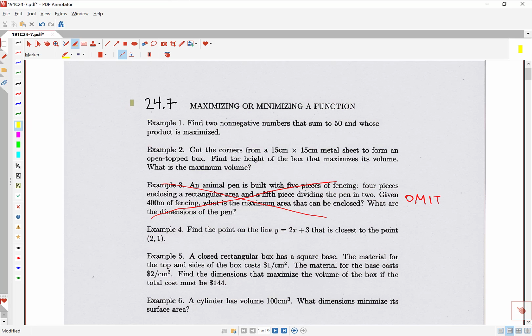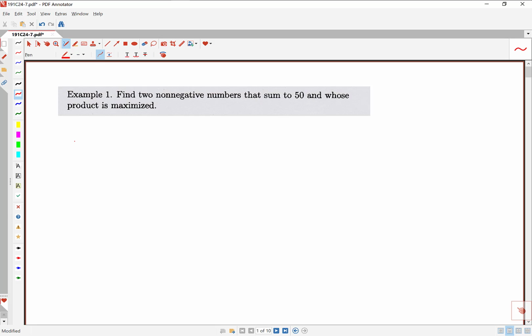In this video, we're going to talk about maximizing or minimizing a function. We're going to run through 5 problems, and those problems are written out on the first page of the notes if you are following along with the notes. We're going to find 2 non-negative numbers that sum to 50 and whose product is maximized.